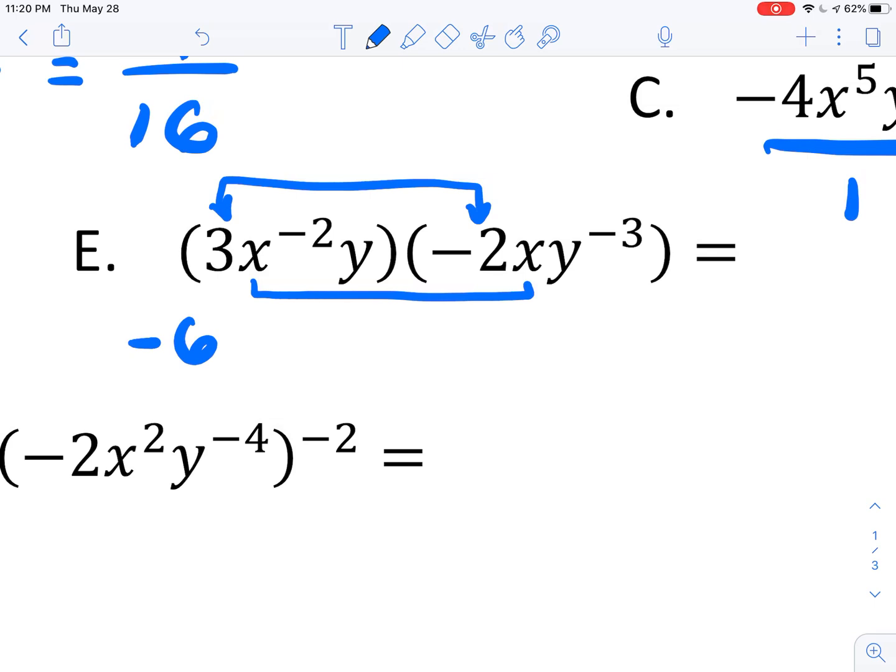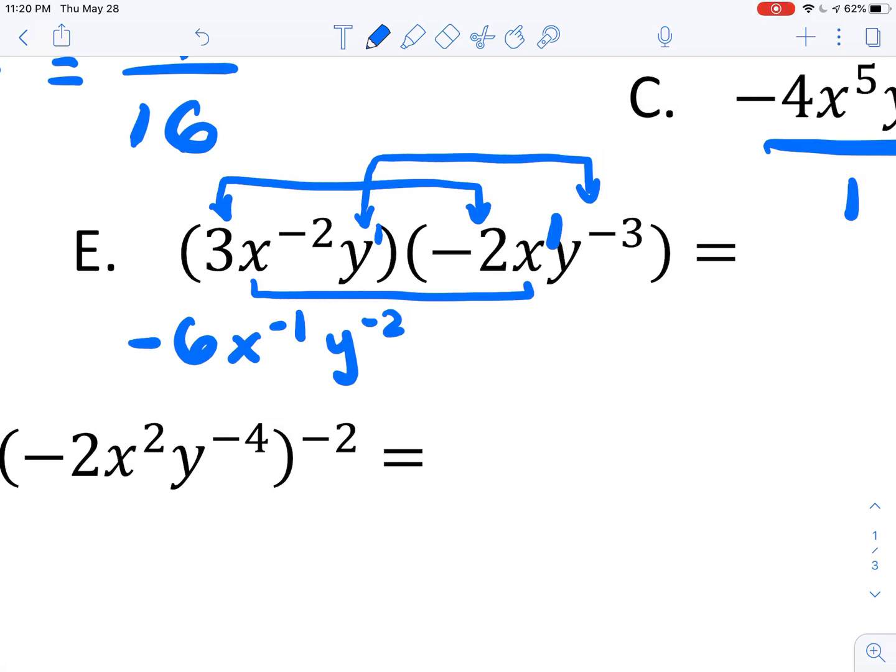X and x to the negative 2 and x to the first. We multiply those, so we add our exponents. So a minus 2 plus a 1 becomes minus 1 as an exponent. And now the y's. We have y to the first plus negative 3. So 1 plus a negative 3 is minus 2.